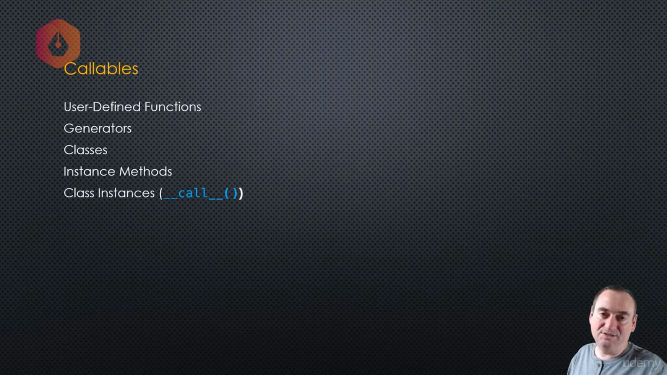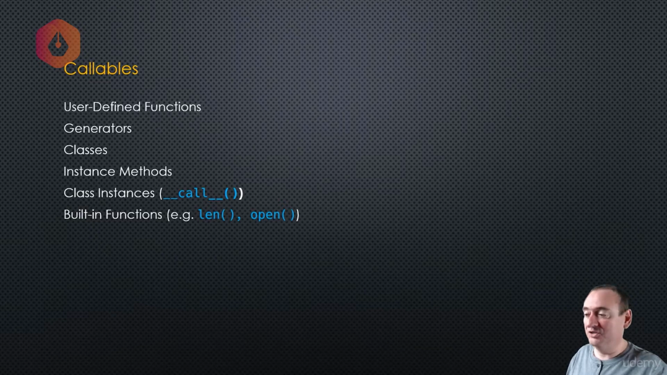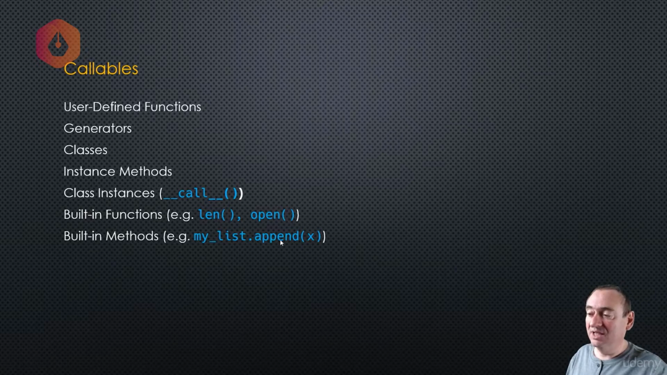We also have class instances that are actually callable. You can define this method here, dunder call dunder, that allows the class instance to become callable. And we'll get into that again in a lot more detail in the object-oriented section. And then you have built-in functions. Python has a lot of built-in functions like len, to get the length of a sequence, for example, and open, if you want to open a file. You also have built-in methods, and really they're no different than instance methods. For example, if you have a list, lists have an append method, so you can append an element to the end of the list.